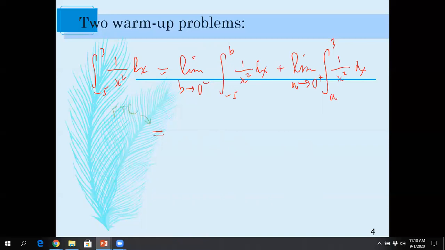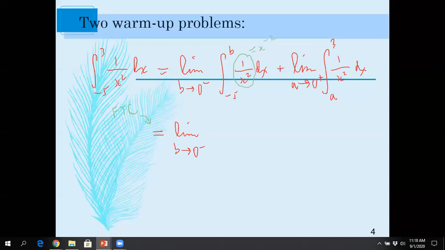And now we can use the FTC, the fundamental theorem of calculus. FTC applies. I still have to carry through the limits. I have to be very careful about what I'm doing here, okay? To communicate with my own self what it is that I'm actually doing here, okay? Okay, so this is going to be the limit as b goes to 0 from the left. What is the antiderivative of 1 over x squared? How should I think of this?